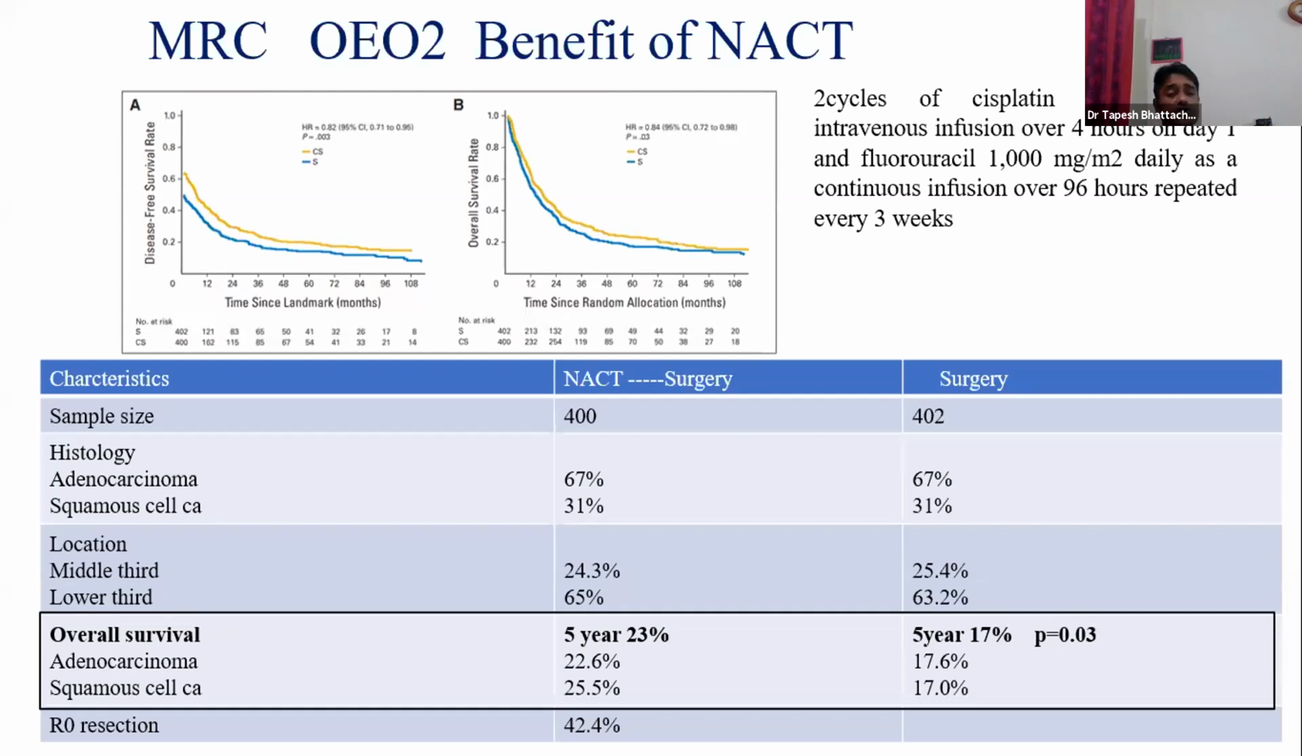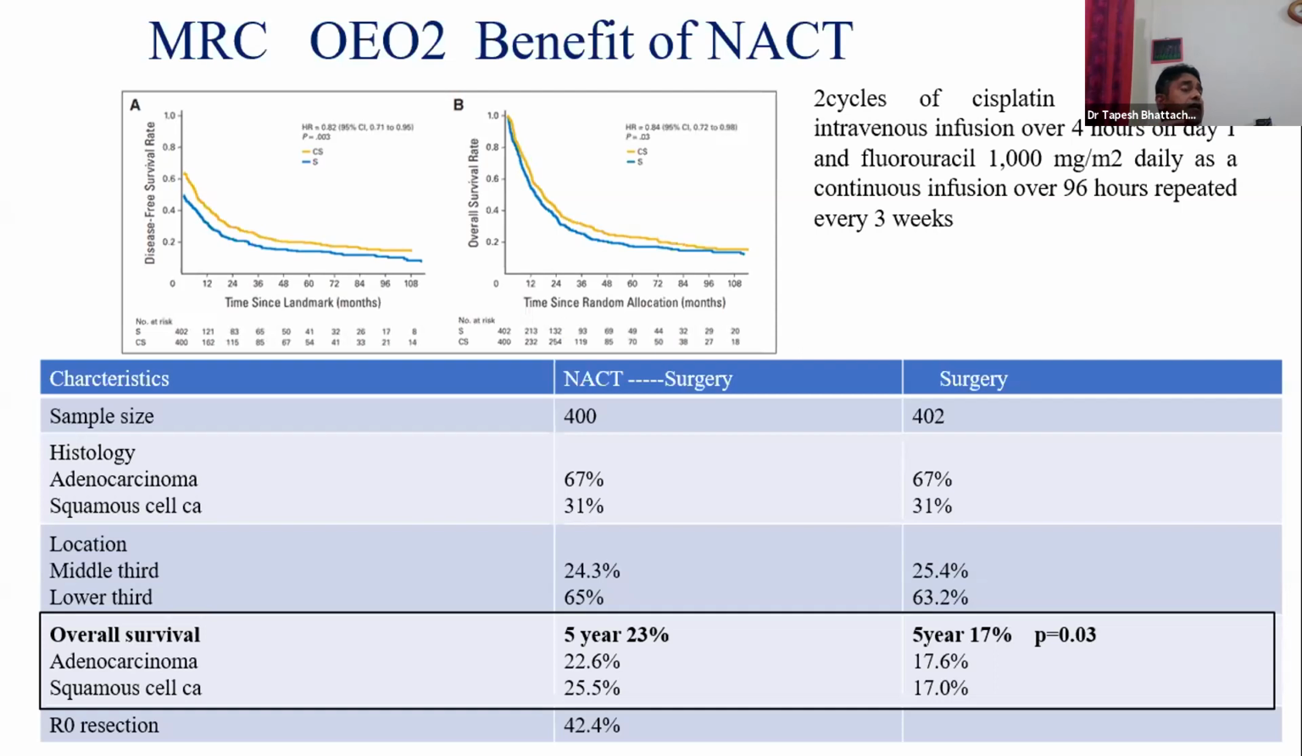And what about the histology? If we look at the histology, both in adenocarcinoma and squamous cell carcinoma, it has shown benefit. It was almost the same absolute benefit, like 22.6 versus 17 or 25.5 versus 17. So we got around 5 to 6% benefit in both histologies. The R0 resection rate in the chemotherapy followed by surgery arm was around 42.4%.